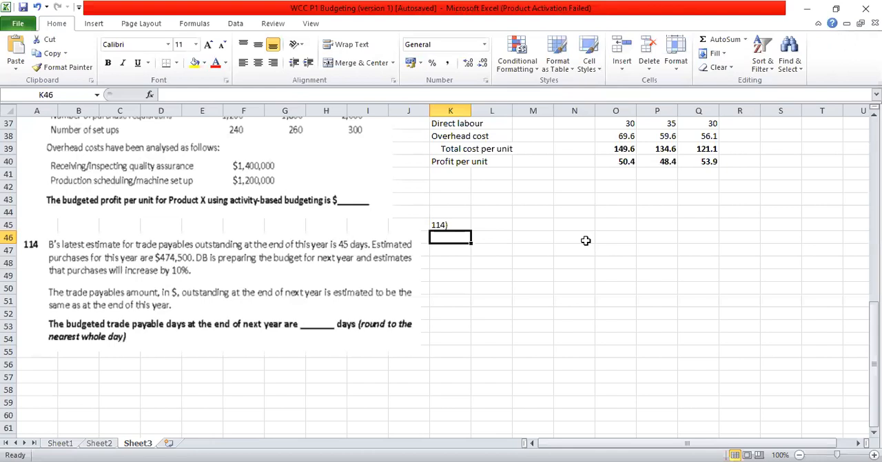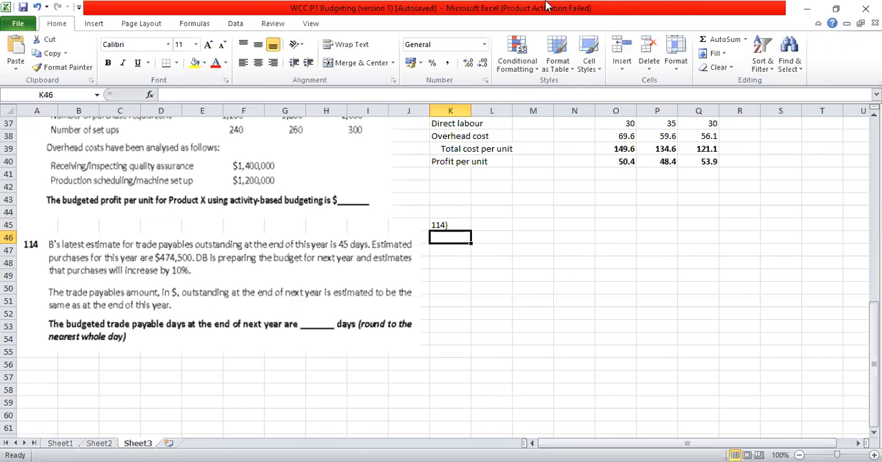I'll try to put it as simple as possible. Try to explain that. Let's see how much we can take it up. First, let's see what the details given are. Trade payables outstanding at the end of this year is 45 days. Estimated purchases for this year are 474,500. DV is preparing the budget for the next year and estimates that the purchases will increase by 10%.